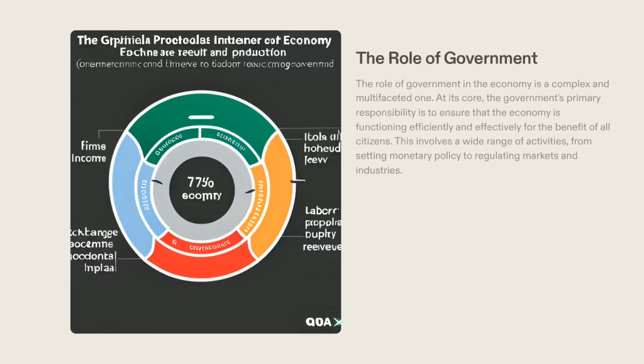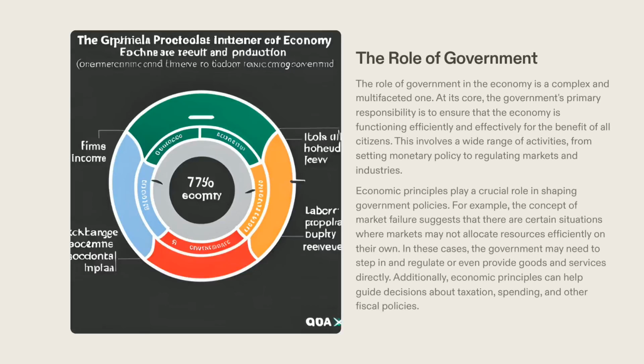Government can help the economy to function efficiently and effectively by using a combination of monetary policy, regulating the markets and industries, and applying fiscal policy. These strategies are based on the principles of economics, such as market failure and fiscal policy, to help determine how the government should intervene in the economy for the benefit of the citizens.